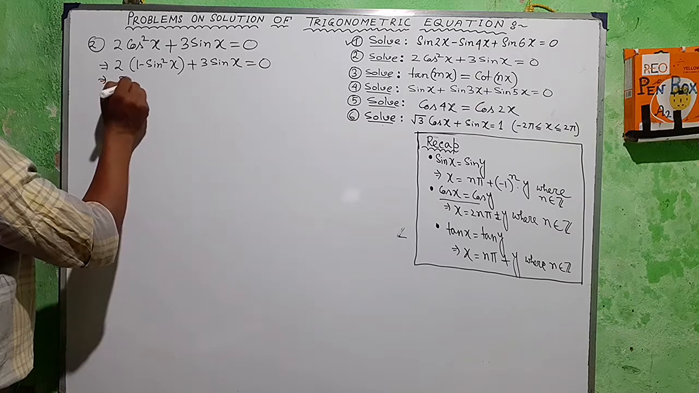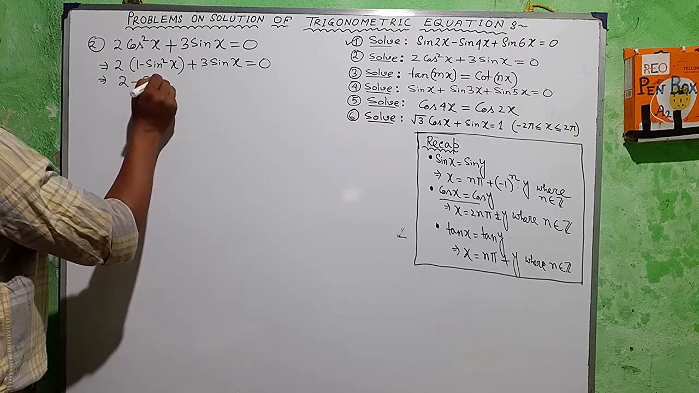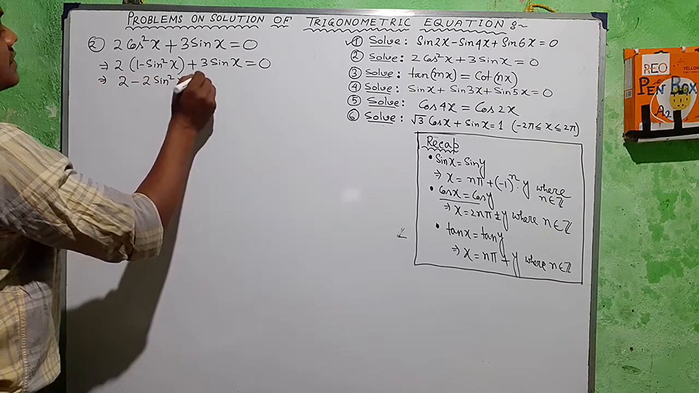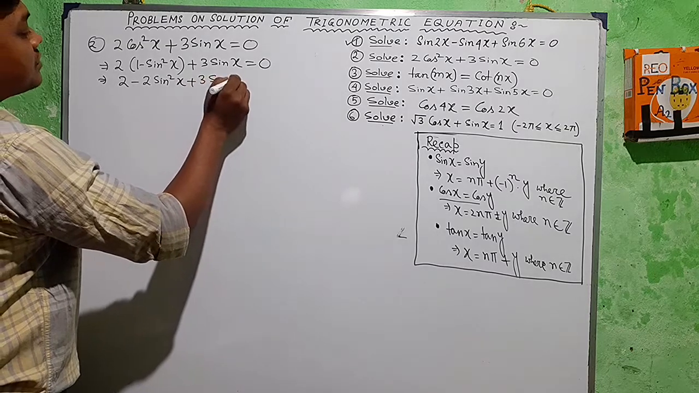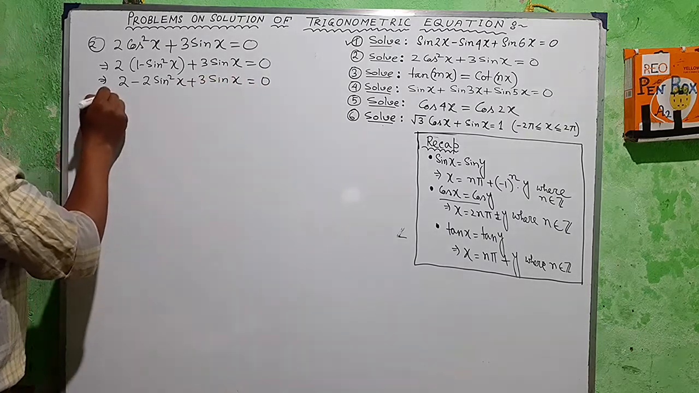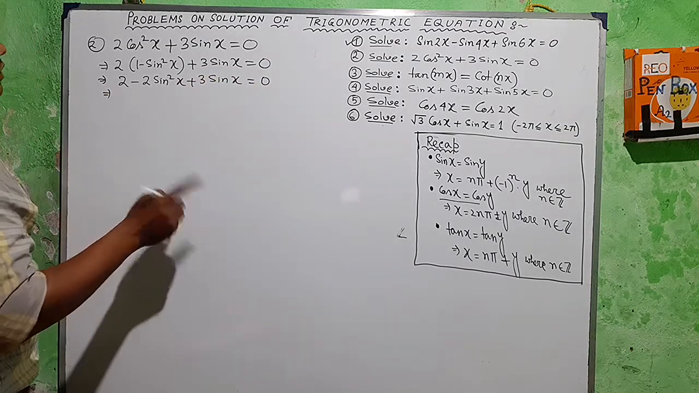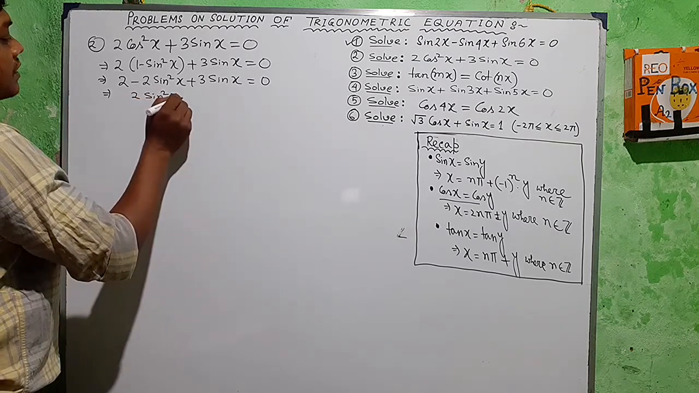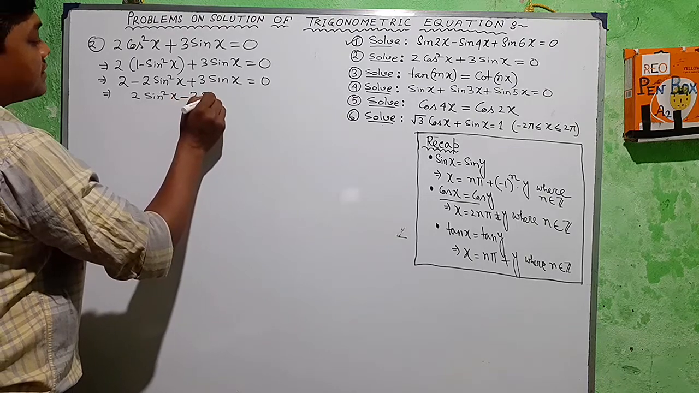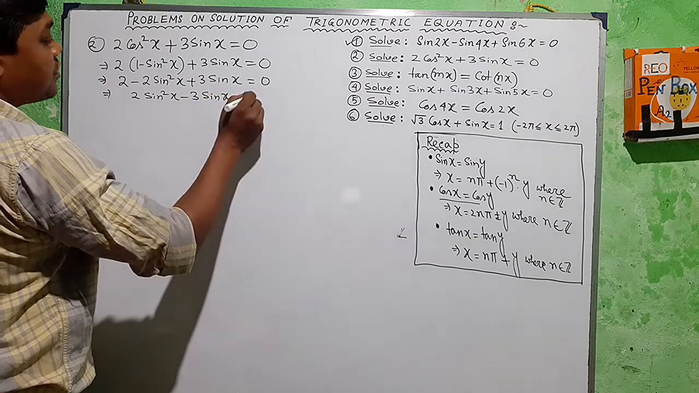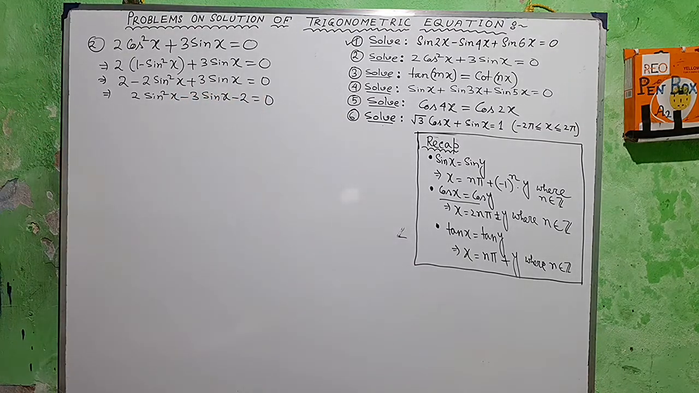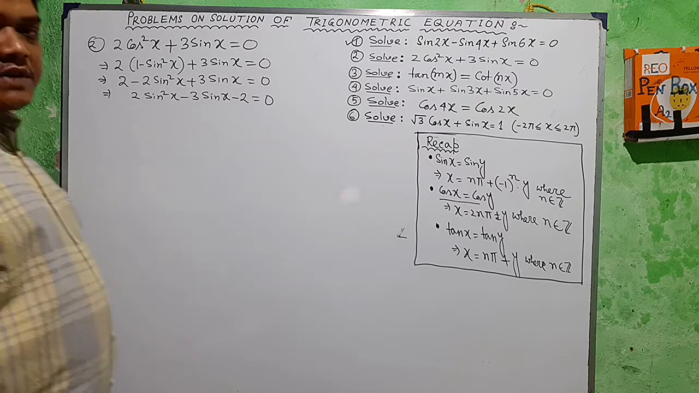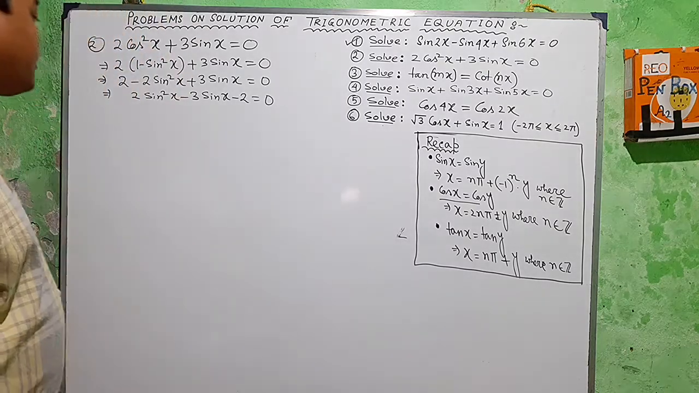So after multiplying we get 2 minus 2 sin square x plus 3 sin x equals 0. If I multiply by a negative sign throughout the equation, we get 2 sin square x minus 3 sin x minus 2 equals 0. This is a quadratic equation in sin x, and you can factorize it.